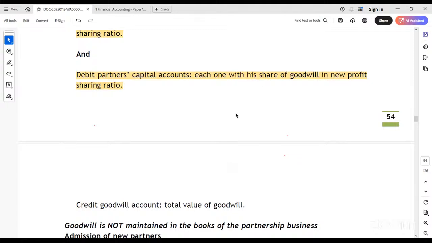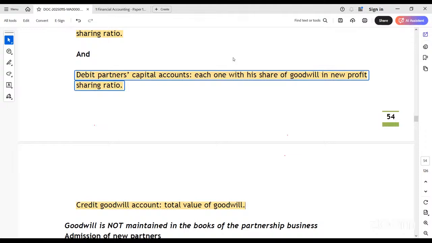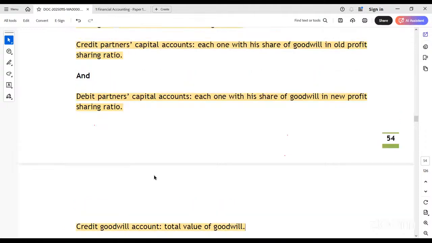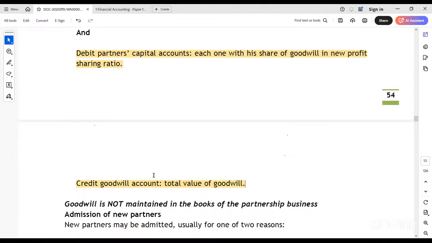I will illustrate how to do this. Still on my YouTube channel there are worked questions for the use of these two methods, the memorandum revaluation method as well as the revaluation method. Now, under the memorandum revaluation method, the goodwill is not maintained in the books of the partnership business. So we have to write it off.